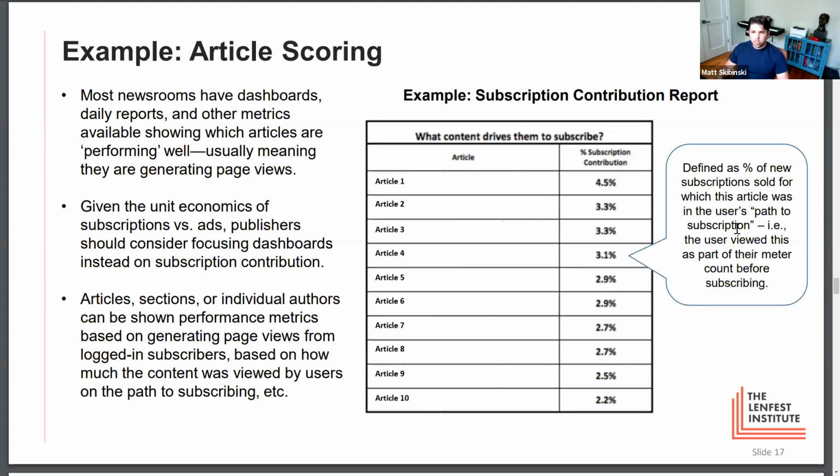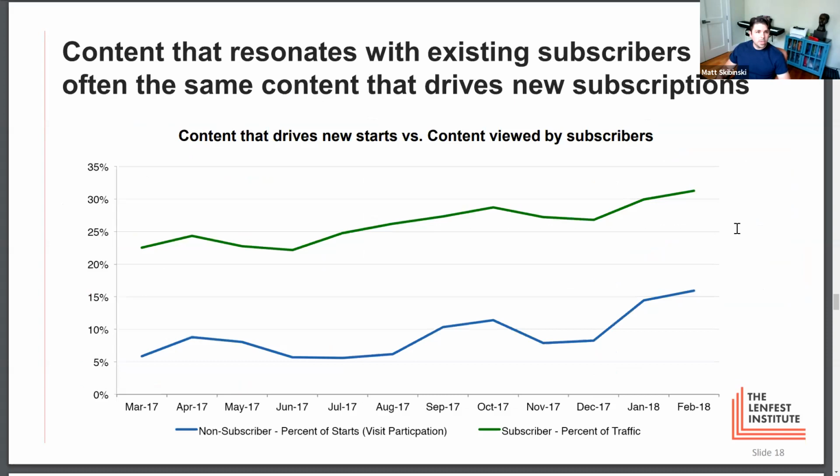And this can be done per article. It can be done per section. If you have different sections of content, you can say, opinion content is driving more subscriptions than something else, or sports content or whatever else. And it can also be done for subscribers versus non-subscribers, which is a good segue.